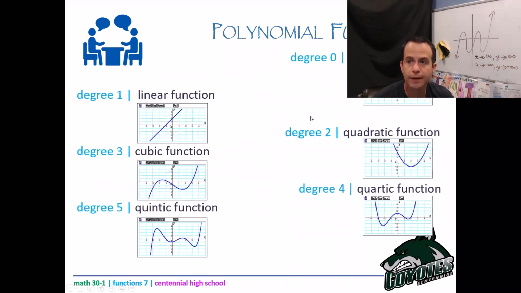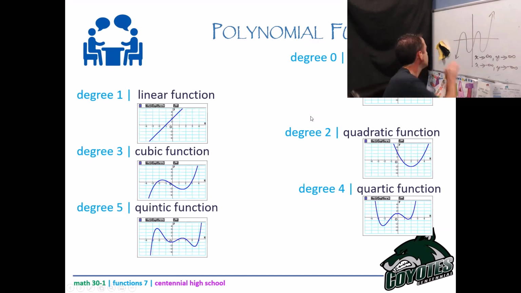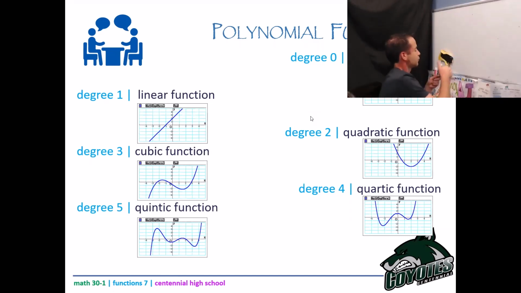So what I've done here is I've just given you some general pictures of different degrees. So you have degree 0, which you probably can't see there because it's behind me. So I'll just draw it on the board for a second. A degree 0 is just a horizontal line, okay? And then you have a degree 1, degree 3, degree 5, and then I've shown you a degree 2 and a degree 4.